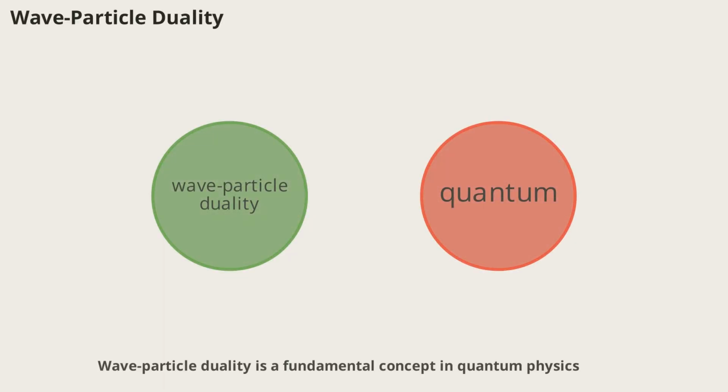Wave-particle duality is a fundamental concept in quantum physics. It means that particles like electrons and photons can behave both as waves and as particles. This duality explains phenomena such as interference patterns in light and the behavior of electrons in atoms. Wave-particle duality challenges our classical understanding of physics and opens the door to the strange world of quantum mechanics.